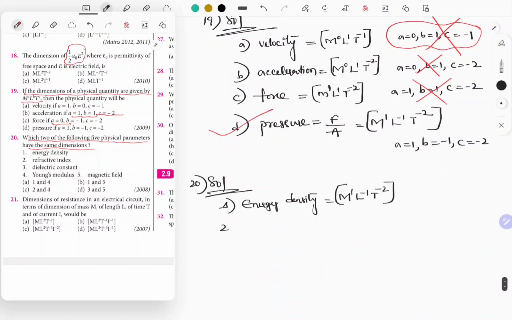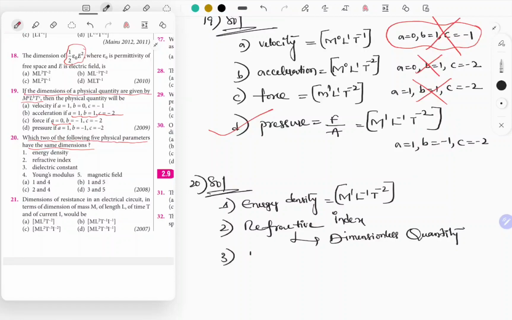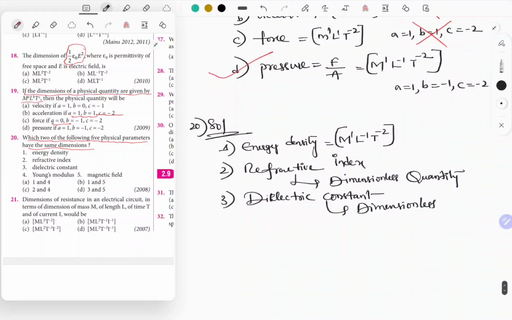Okay, next one, refractive index. Refractive index is a dimensionless quantity. So it is a dimensionless quantity. Next one, third one, dielectric constant. Dielectric constant is also dimensionless. Dimensionless. And one more thing, what is the thing they have given?